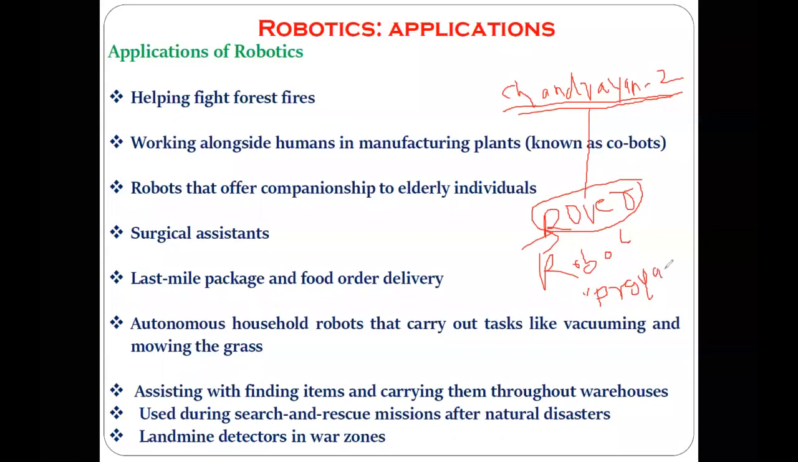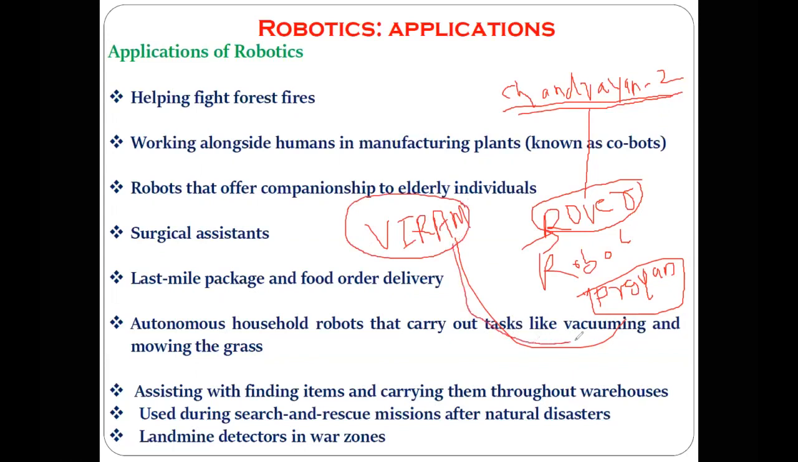That Pragyan robot was inside the lander, and the name of that lander was Vikram lander. The name of this lander is given after the great scientist Dr. Vikram Sarabhai. So inside this Vikram lander there was a robot named Pragyan. The task assigned to this Pragyan robot was, when the Vikram lander lands on the moon, the Pragyan robot has to come outside and do research in that particular area. I am just telling you this for your general knowledge.